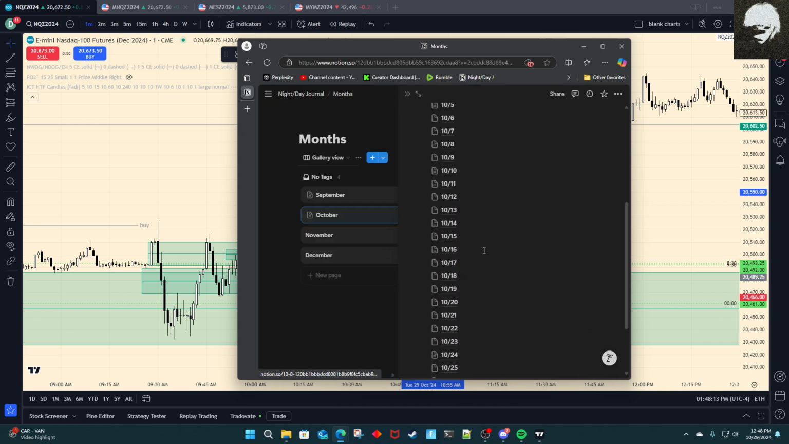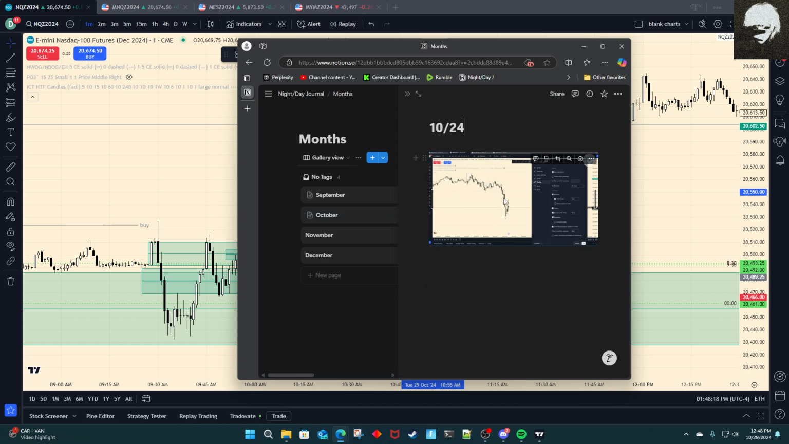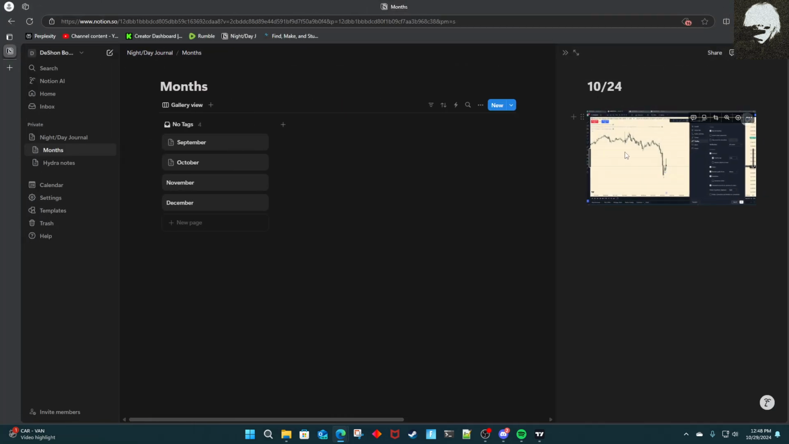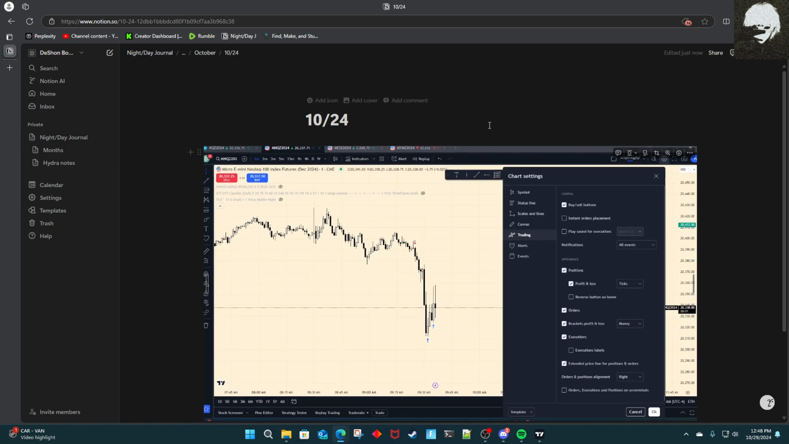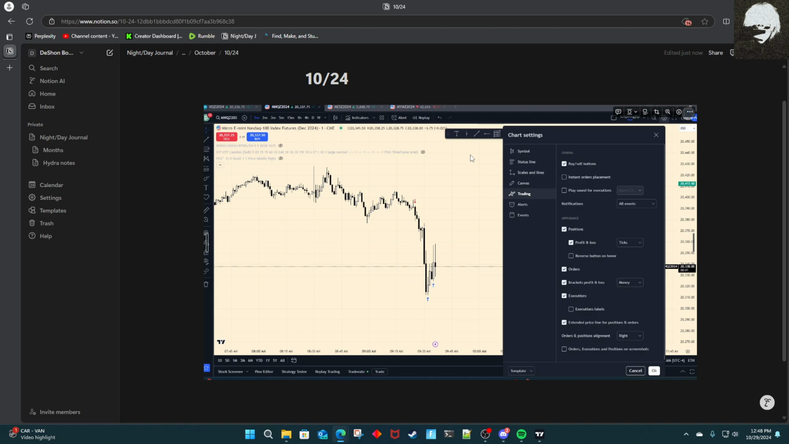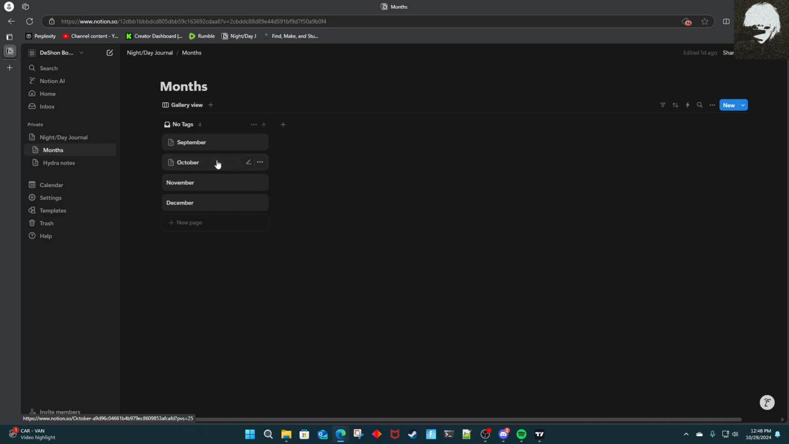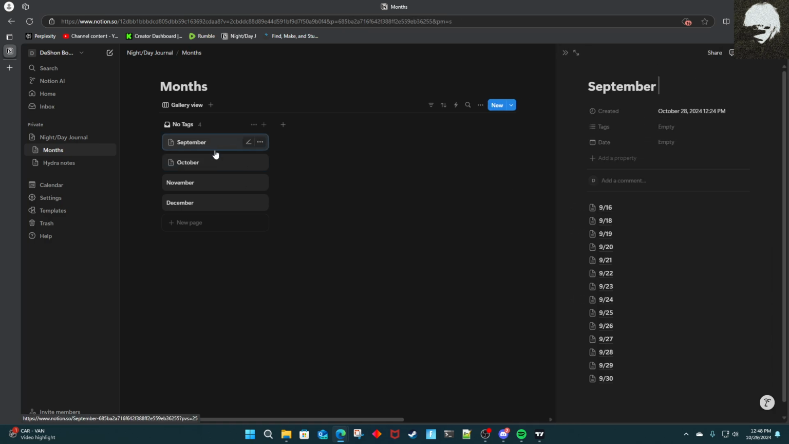October. Here's a trade from the other day. Open in full page. Wonder if I can make this bigger. Oh, there we go. Yeah, I just kind of post the trades. I don't necessarily comment every single time. I used to a lot, but you can add the date, you can add pictures, you can add hella comments if you want. I've got paragraphs. It's a nice little organizer.